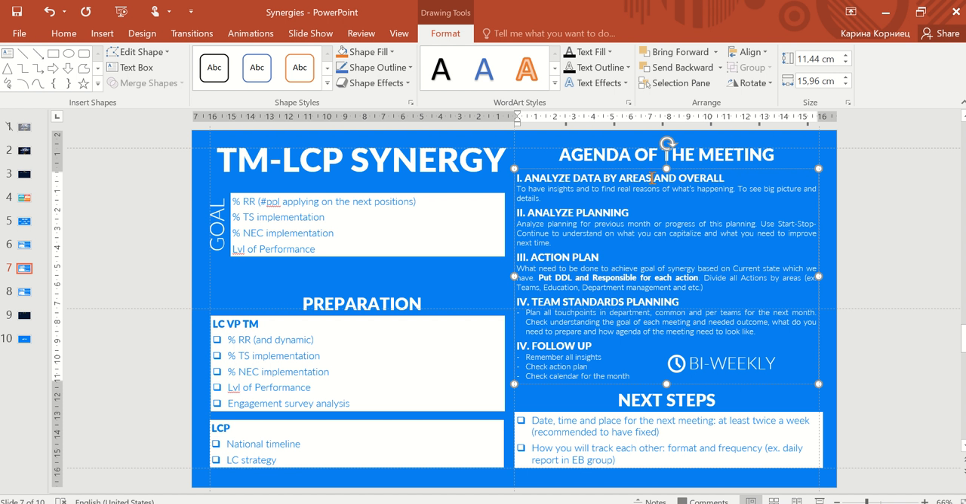Perfect. Okay, I think analysis of planning is also capable because you are planning with LCP some common things, like for the whole LC, not for the area. Action plan. Do we need to replace team standards planning with something?